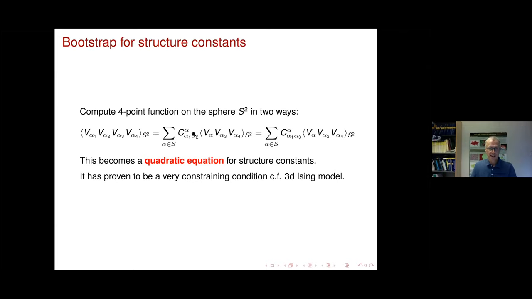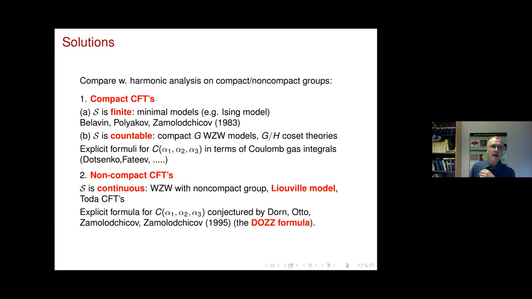And actually, this equation has been extremely constraining, even in the case of higher-dimensional conformal field theories, namely the three-dimensional Ising model, for instance, as many of you probably know. Now, what are the solutions?